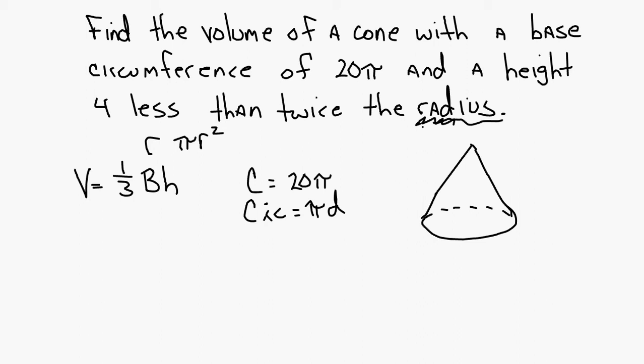So if 20 pi is the circumference, and circumference also equals pi times diameter, then 20 pi equals pi times diameter. Can't you cancel the pi's? So what's the diameter? 20. What's the radius? 10. So 10 equals your radius.